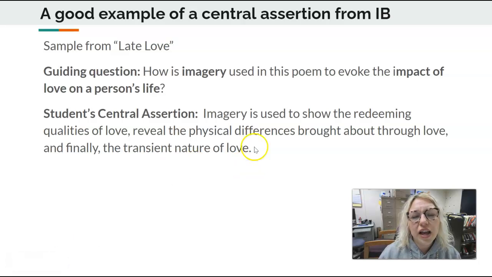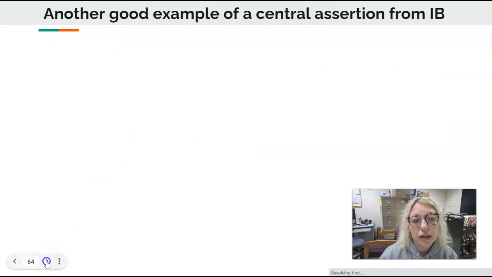So if you look at this one, they're just talking about really one pattern of language here in the central assertion, and then they're talking about 3 ways or 3 different impacts of love that are shown. All right, first redeeming qualities, then physical differences, and then transient or changing nature. So instead of saying 3 different patterns, this is 3 ways it affects meaning. You can take that route if you want to in writing your guided literary analysis.